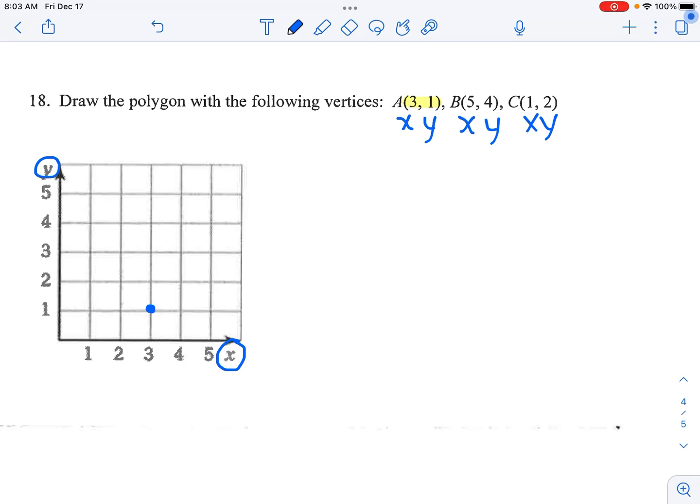Anytime you're asked to label, if you're given a letter, we're going to label that point A. All right, moving on to point 5, 4. So we're going to move over to 5 on the x and up to 4 on the y. And where those 2 lines intersect, you're going to put point B.